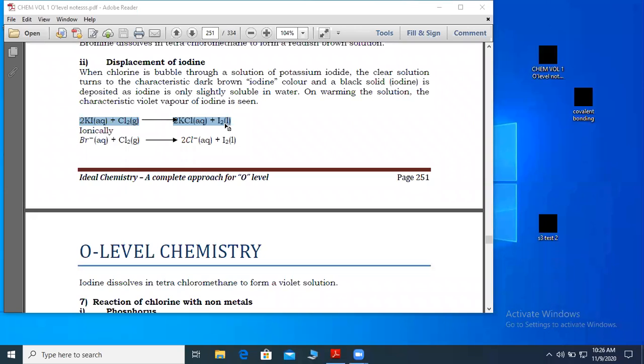Teacher, since chlorine is more reactive than iodine, it displaces iodine from its solution of potassium iodide. Yes, and this causes potassium chloride and iodine gas, which is a black solid at room temperature. You see, you are mixing. You have just said iodine gas, which is a solid.